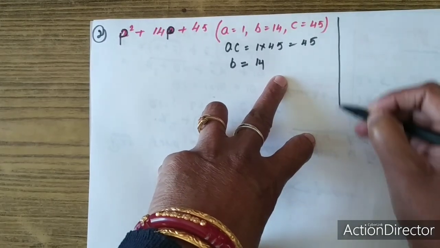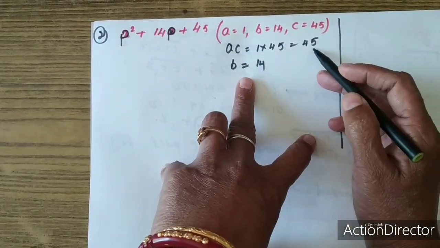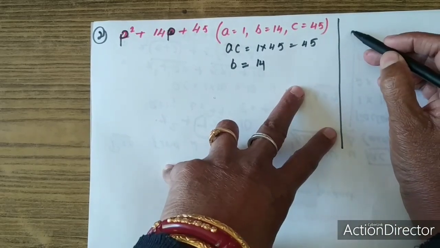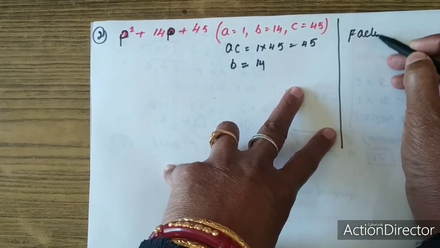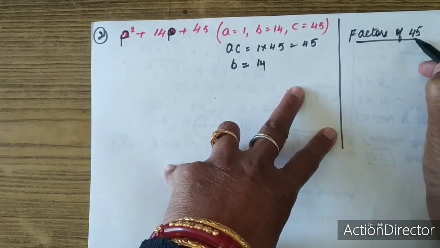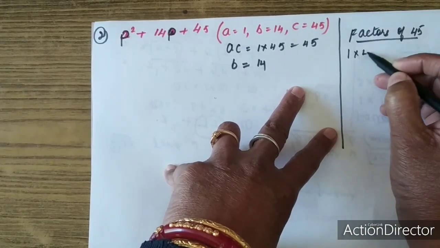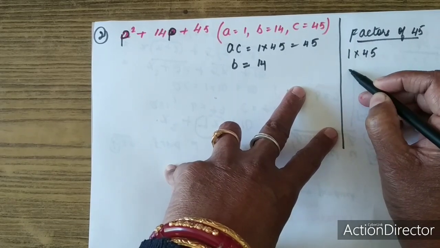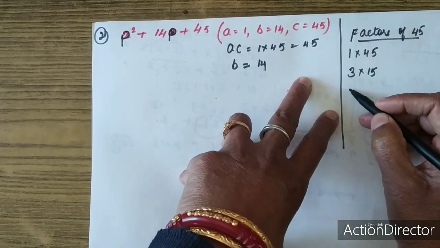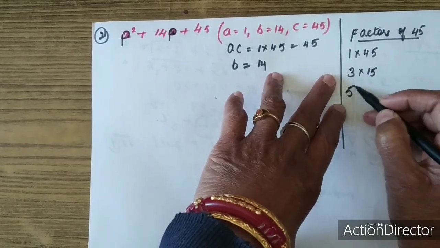Next, in the rough column, I will be writing the factors of the product, that is AC. So, factors of 45: 1 into 45, 3 into 15, 5 into 9.